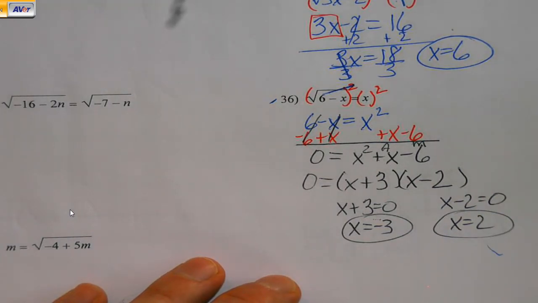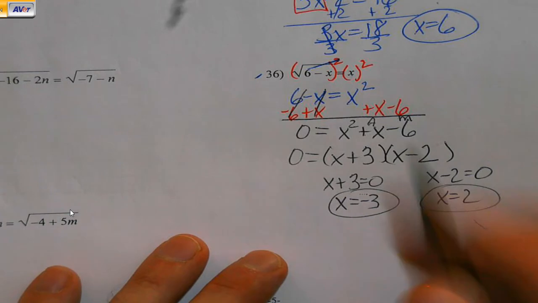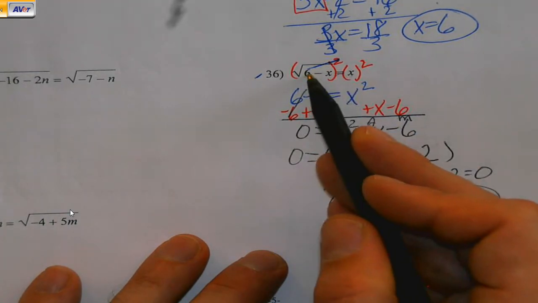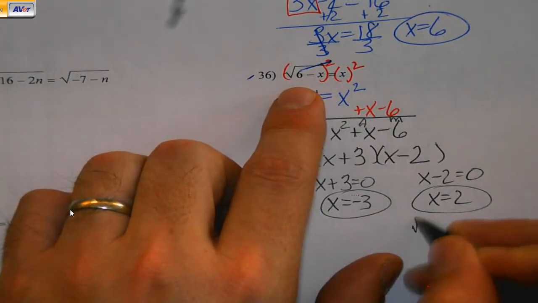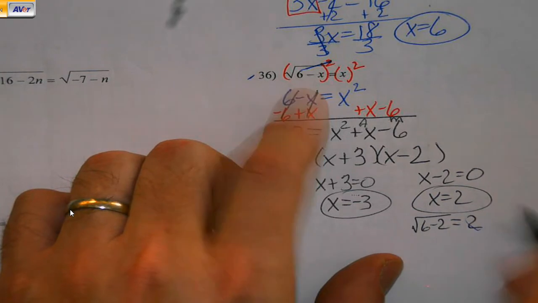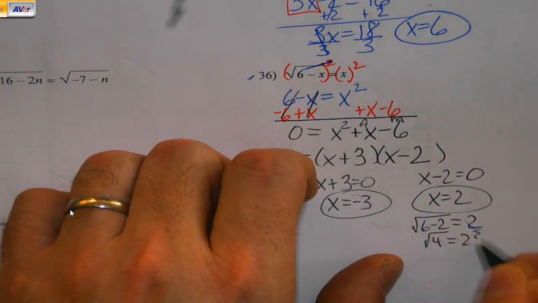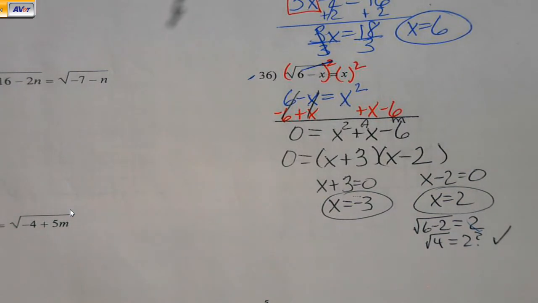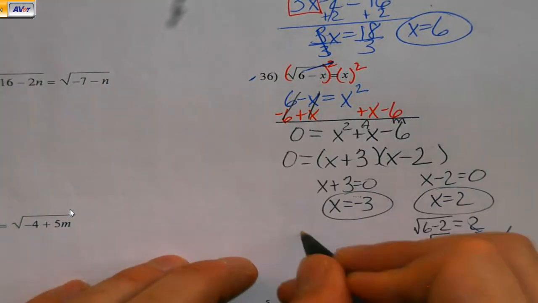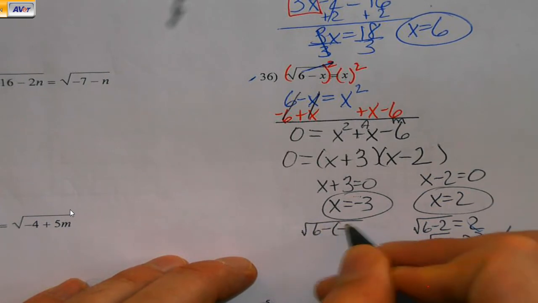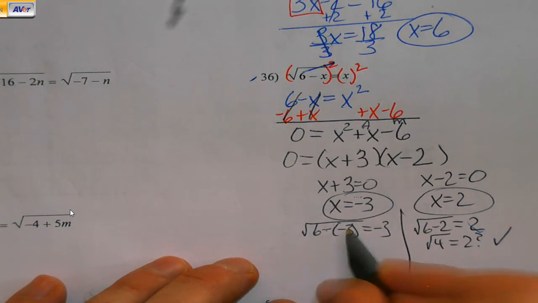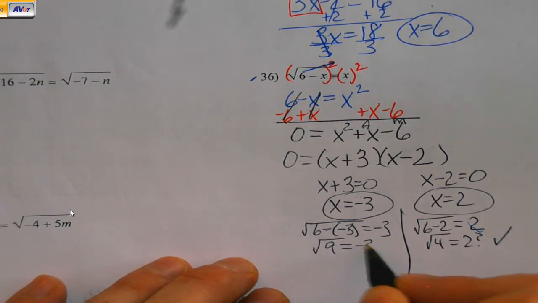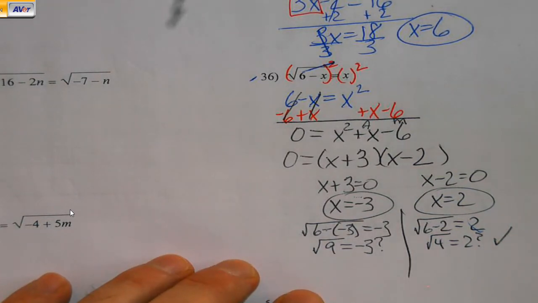Now, are they both going to work? No, I'm being told. So we'll test this out quick. Again, it's the original problem. The square root of 6 minus x equals x is what I'm plugging into. So if I do that with 2, I got the square root of 6 minus 2 equals 2. Does the square root of 4 equal 2? Yeah, it does. 2 worked. Now for negative 3, 6 minus negative 3 equals negative 3. Minus the negative is plus. So is the square root of 9 equal negative 3? Not so much.